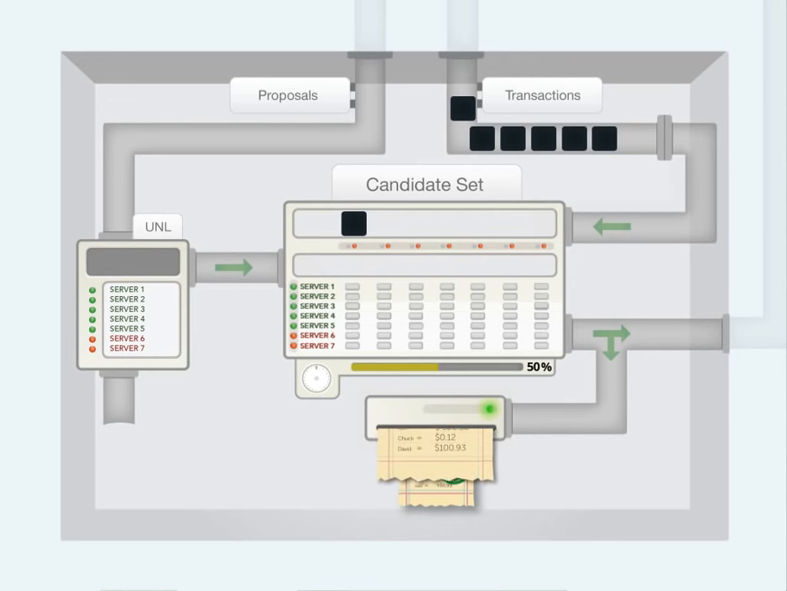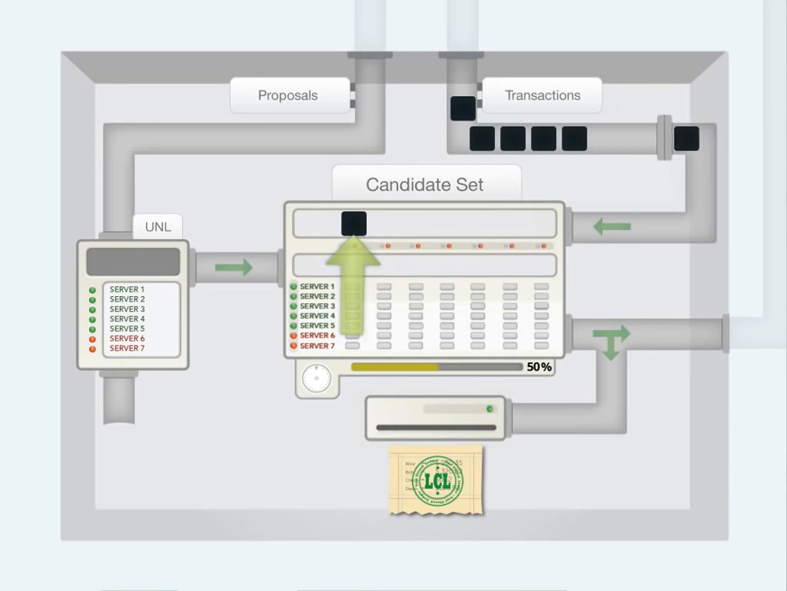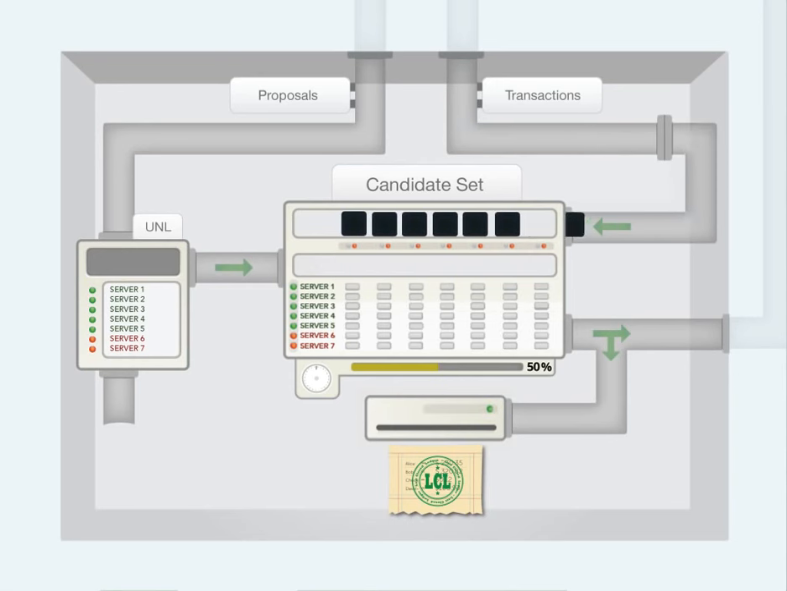Transactions that were not included in the ledger remain in the candidate set. All transactions that were received during the consensus process are added to the candidate set. And now the process starts again.